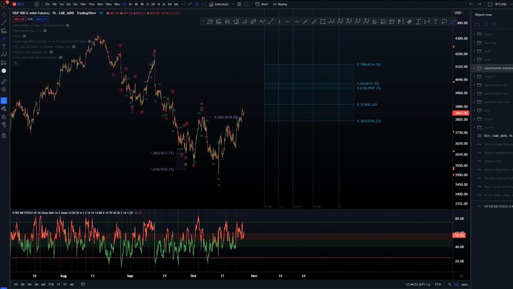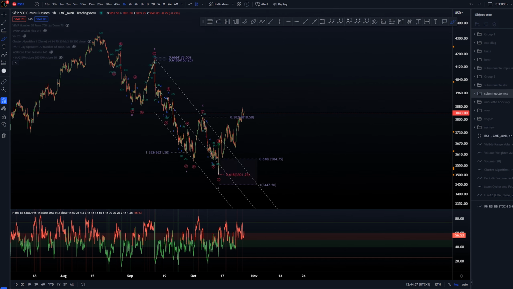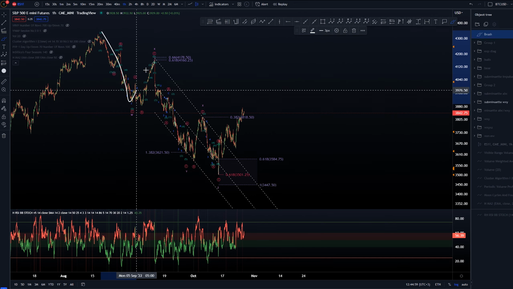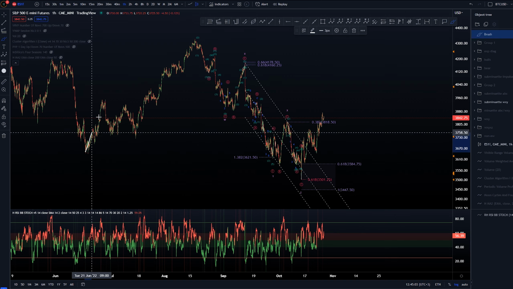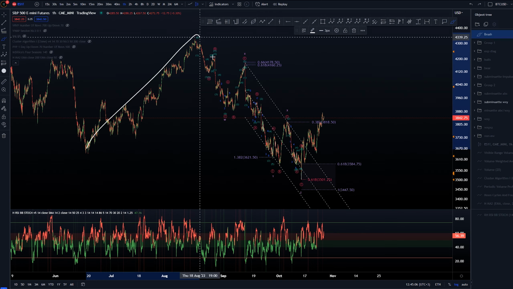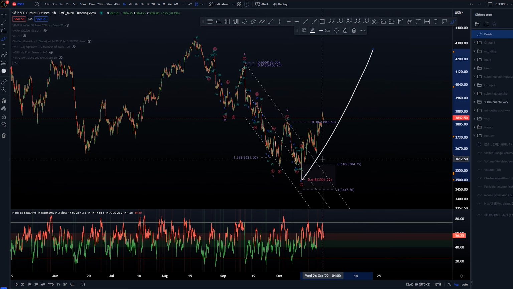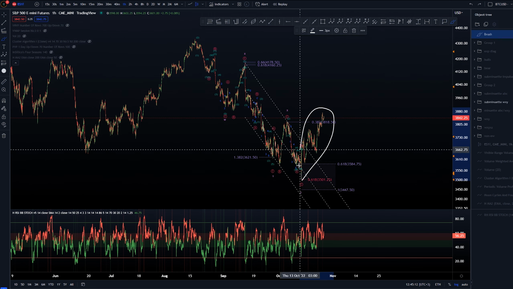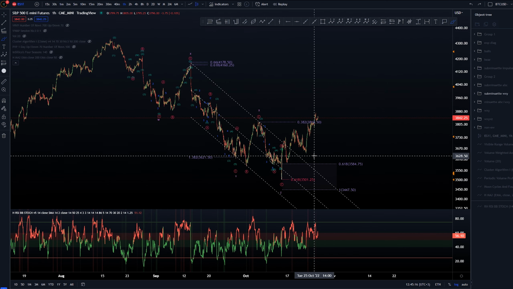We also have the possibility of this being a WXYXZ count here. This would still be part of the previous move we had from here, creating this as an A, B, and then C. The C wave here is a 5-wave structure, possibly with 1-2-1-2 scenarios down here in the current structures on lower time frames.